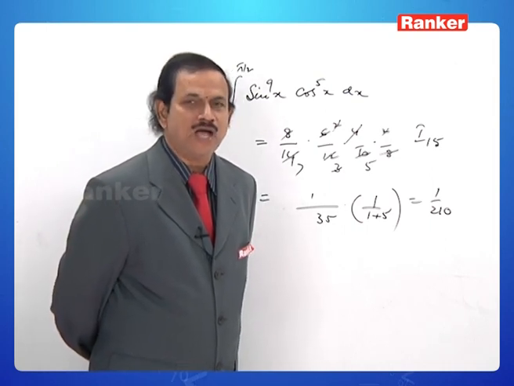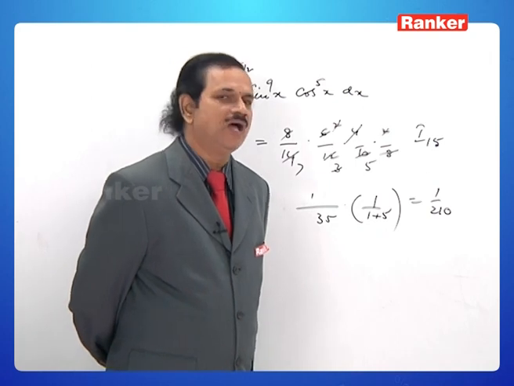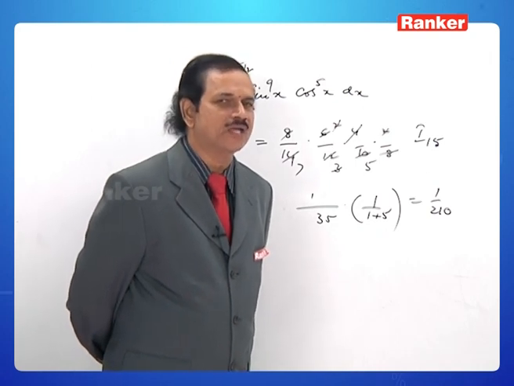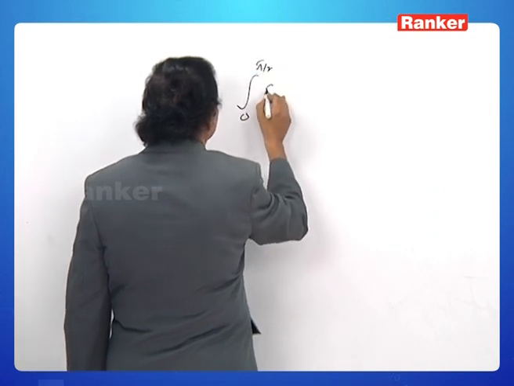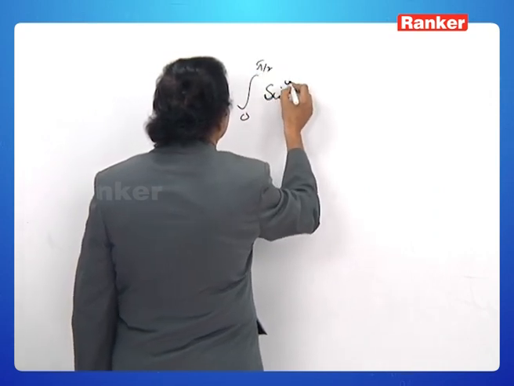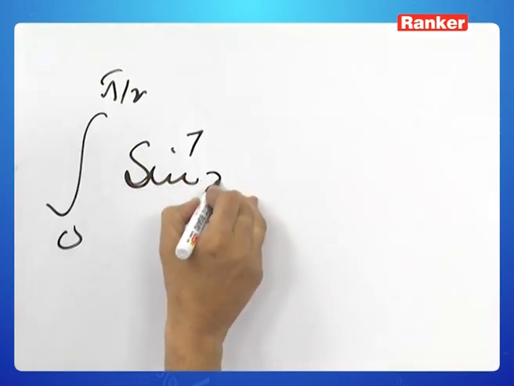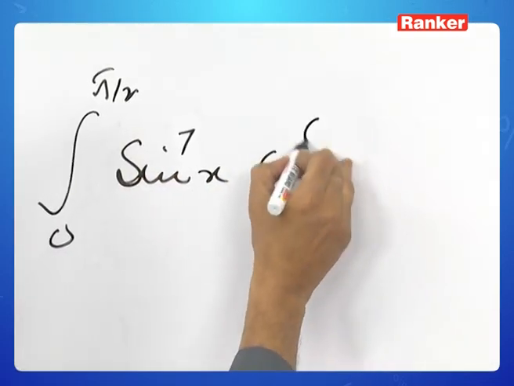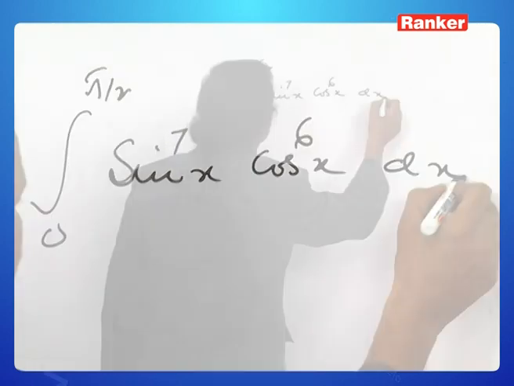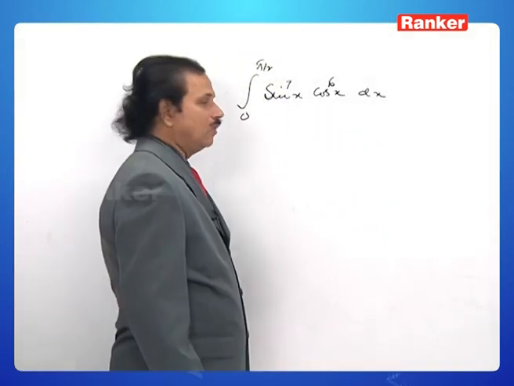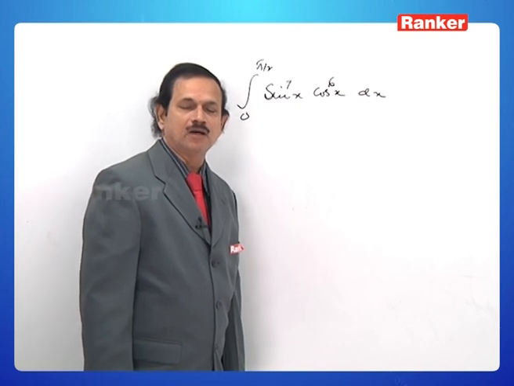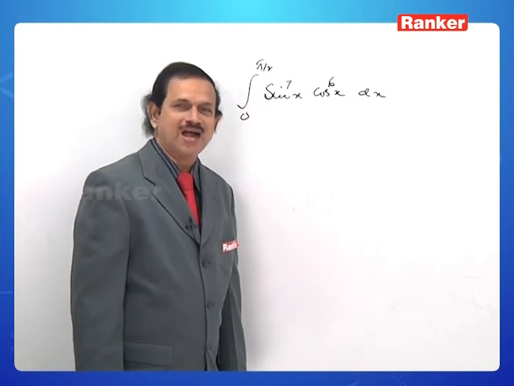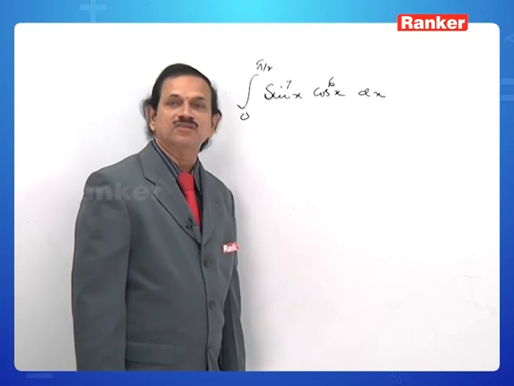Now let us observe the third case, that is m is odd but n is even. What happens? Integral 0 to pi by 2 sine power 9x into cos power 6x dx. What is the case with this problem? M, the exponent on sine function, is odd and n is even.